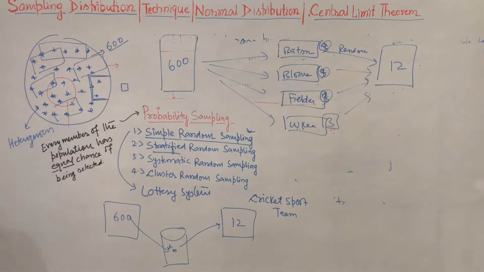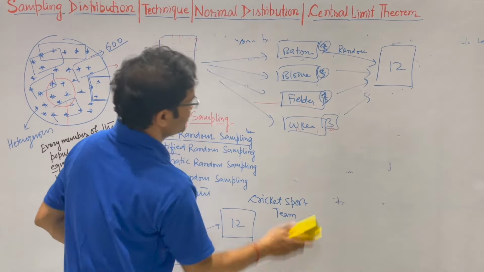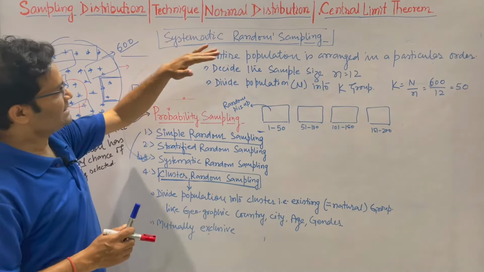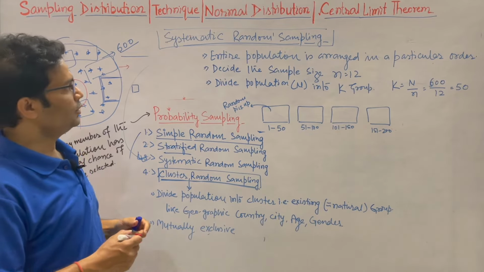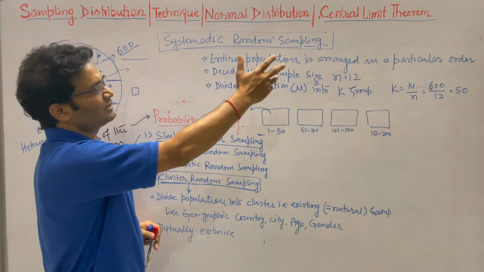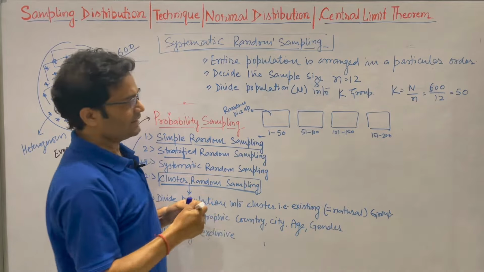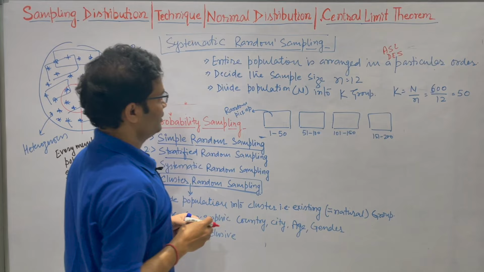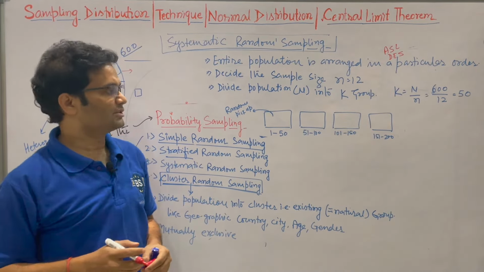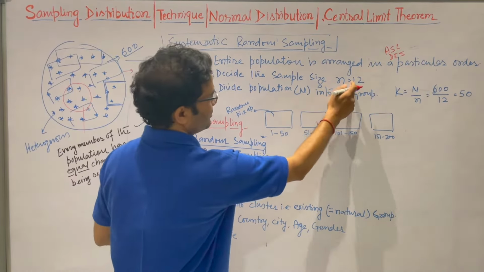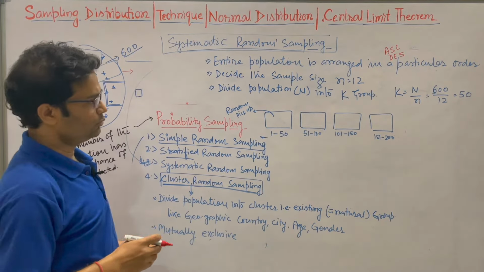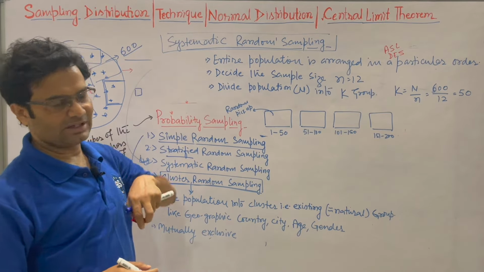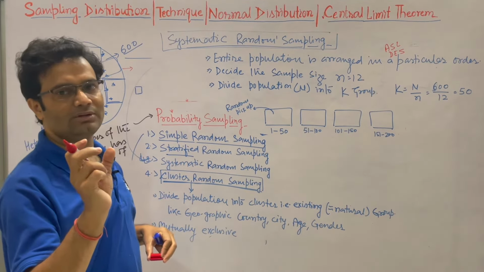Now the systematic. Systematic is a little bit different. In systematic random sampling, we arrange the entire population in a certain order. That could be ascending order or descending order, any order. Then you decide what your sample size would be. Suppose in my example I want a sample size of 12. You have to divide the complete population by your sample size to find the group size.